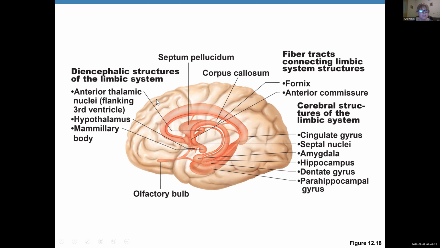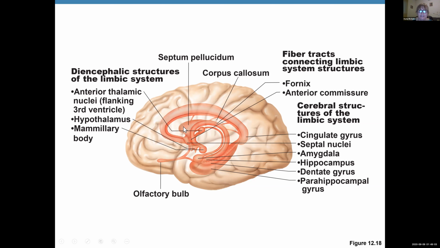You can see that the limbic system includes some parts of the diencephalon. And the diencephalon is your thalamus, hypothalamus, epithalamus, and mammillary bodies. So the diencephalon parts that it includes are actually some nuclei, the anterior thalamic nuclei over here, the hypothalamus shown here, and the mammillary body. So the limbic system includes part of the diencephalon.